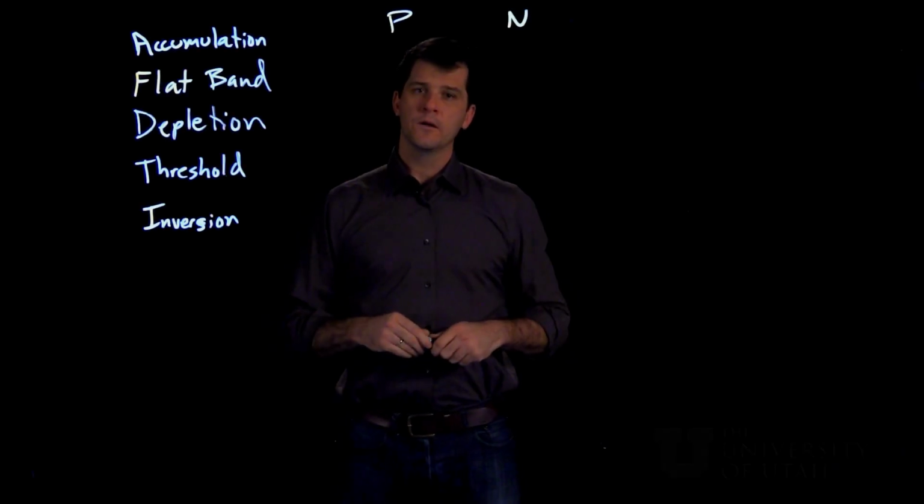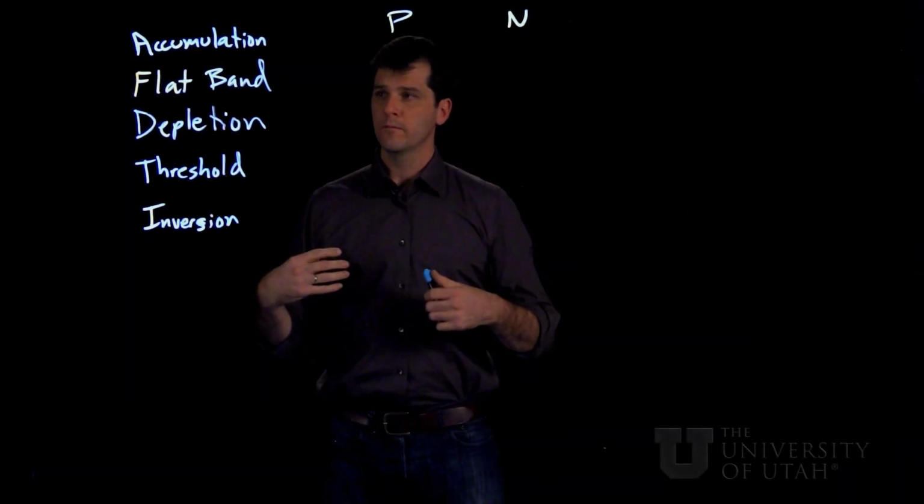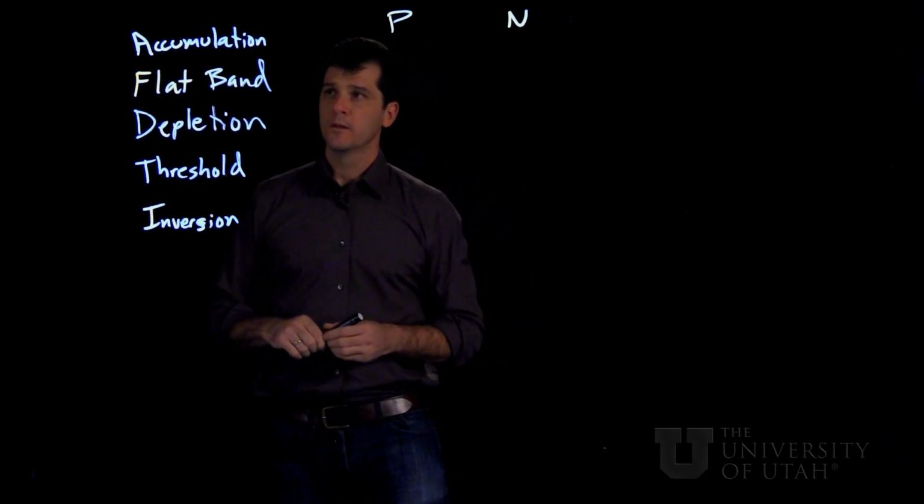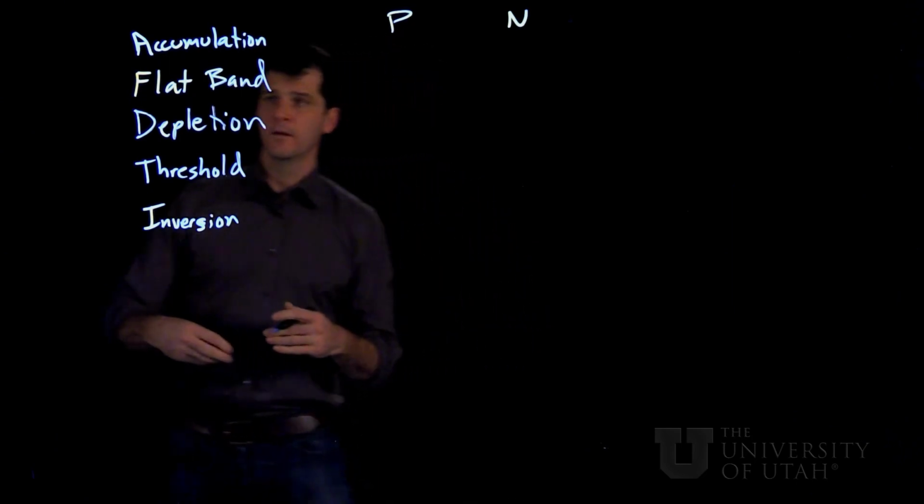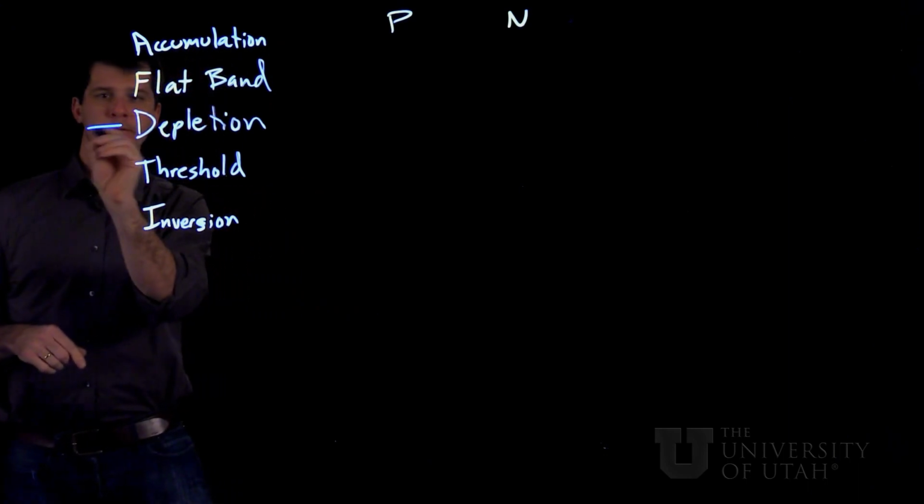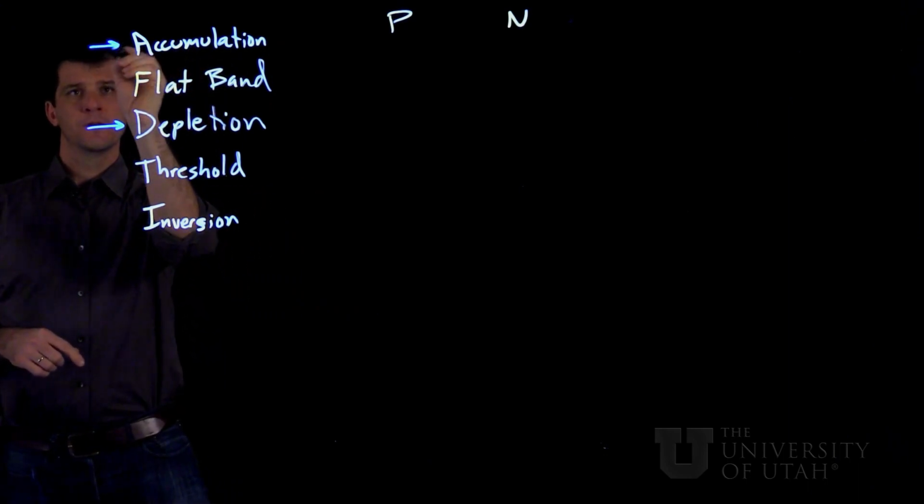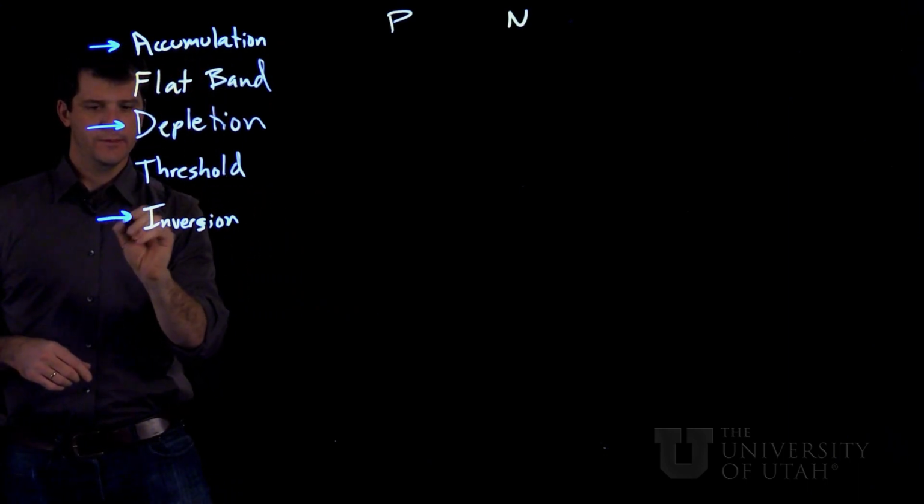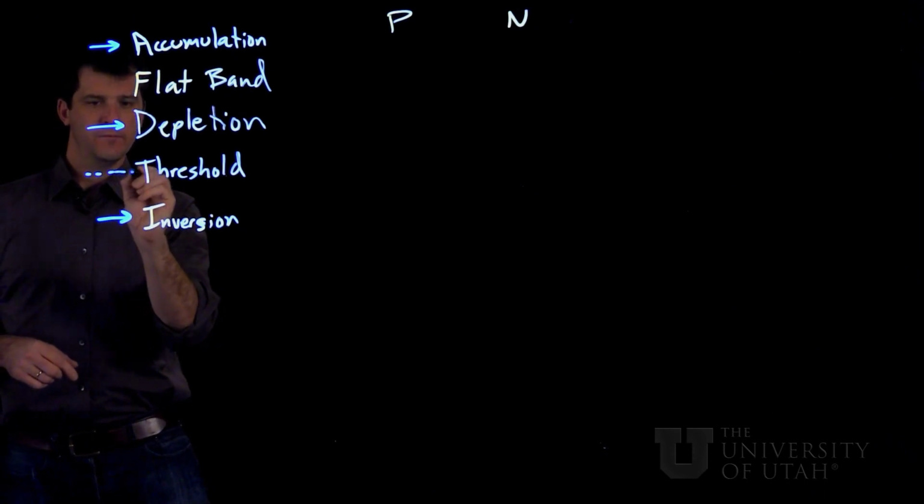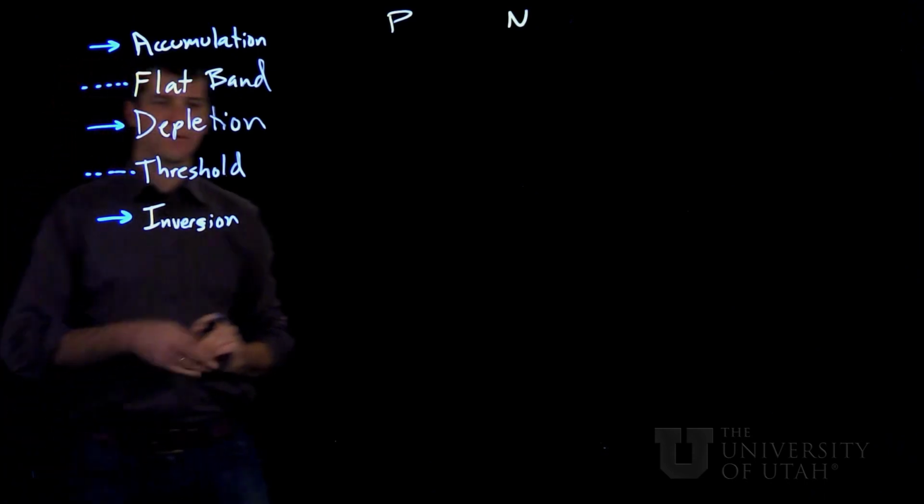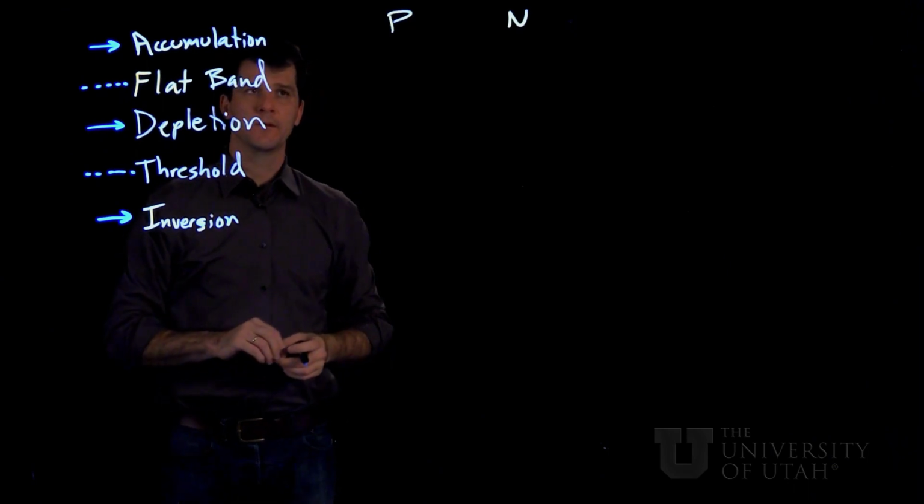So now let's review our behaviors of the MOS capacitor. We really have three different regimes of behavior: accumulation, depletion, and inversion. And they're separated by these two voltages, the threshold voltage and the flat band voltage.